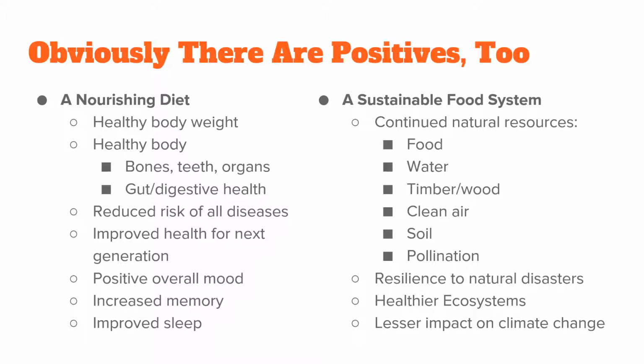And then on the environmental level, a sustainable food system would allow for continued natural resources: food, water, forests, air, soil, minerals in the soil, pollination, pollinators, animals, resilience to natural disasters, healthier ecosystems overall, and then just lower total impact on climate change.